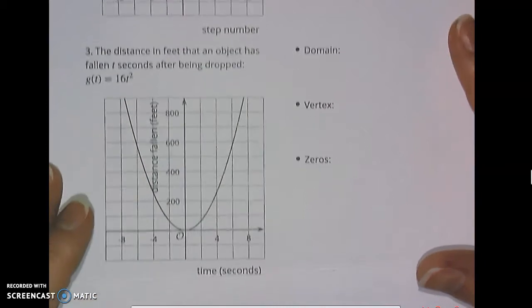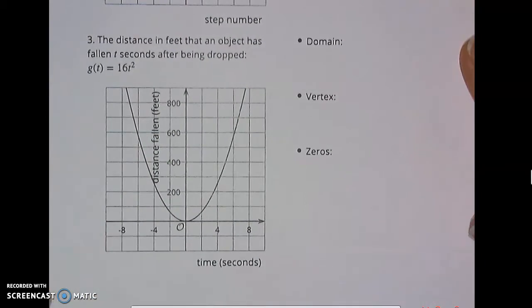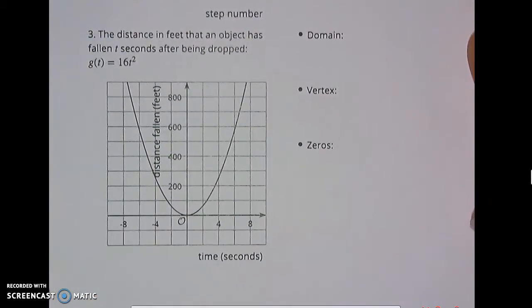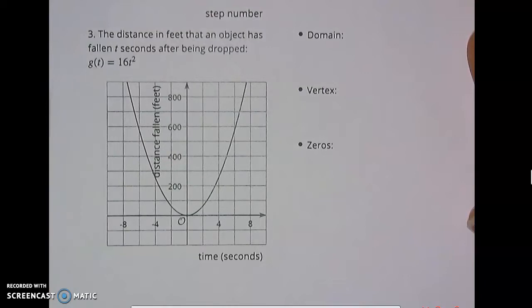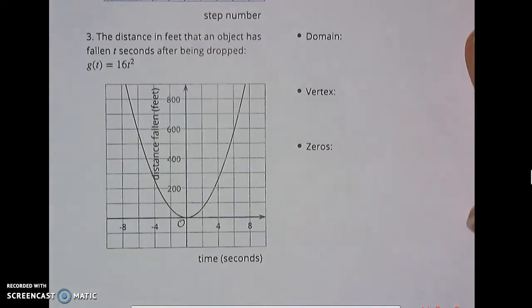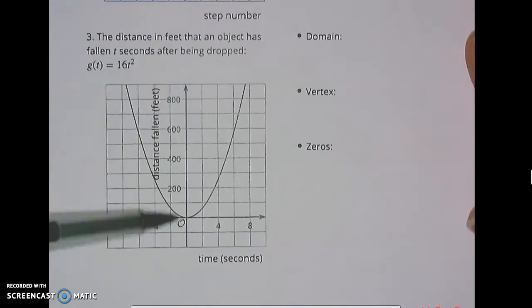So this is the third one of 4. The distance in feet that an object has fallen t seconds after being dropped. So we have the equation g of t equals 16t squared. Here's what it would look like. For domain, does all of this make sense? So we have time in seconds here and distance fallen in feet.